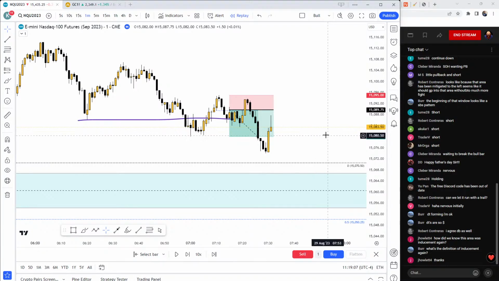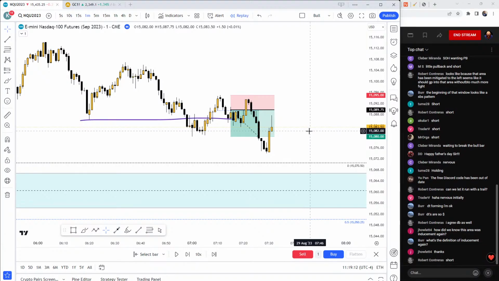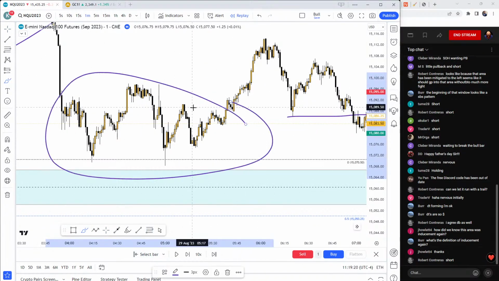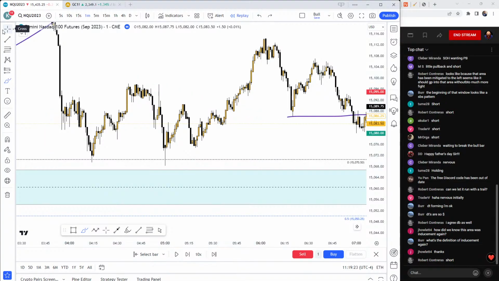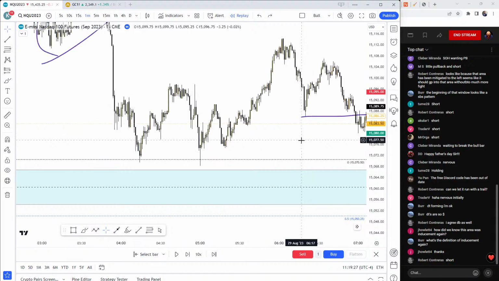How do we know the area was inducement again? Or sorry, what's the definition of inducement again? Inducement is when higher time frame participants are getting all their orders, and then the market typically flushes out stops to complete an objective.